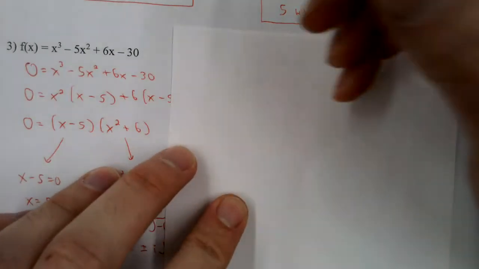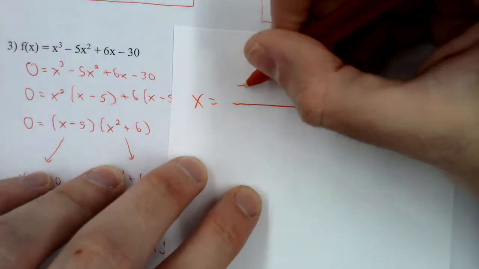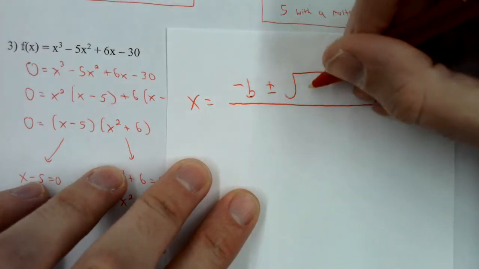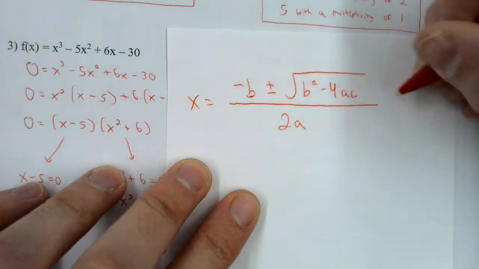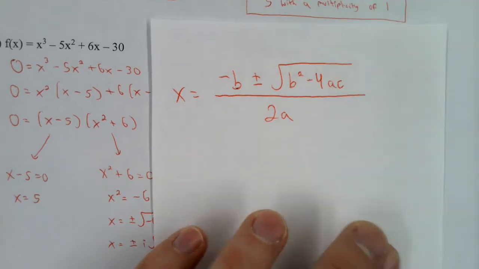So in case you forgot, I'll just jot down the quadratic formula right here. You can pause the video if you want to copy it down. Opposite of b plus or minus the square root of b squared minus 4ac all over 2a. We've done that a lot this year. So if you need to pause the video to copy that down, go ahead.